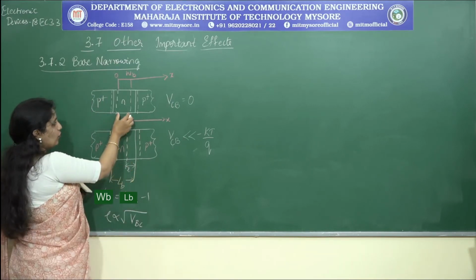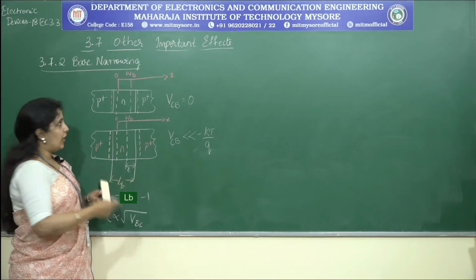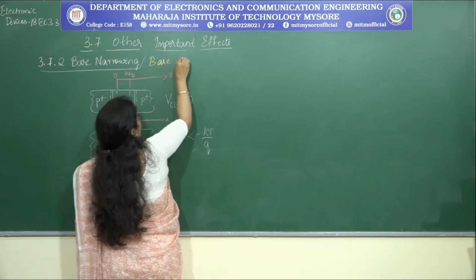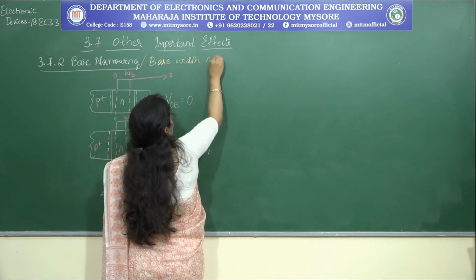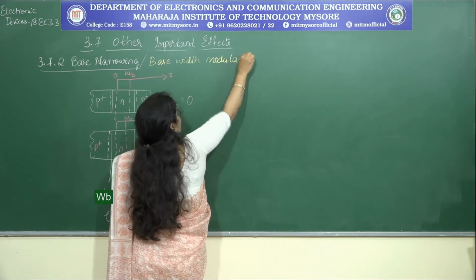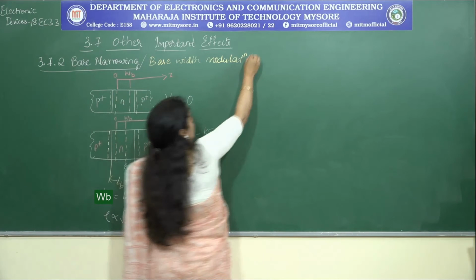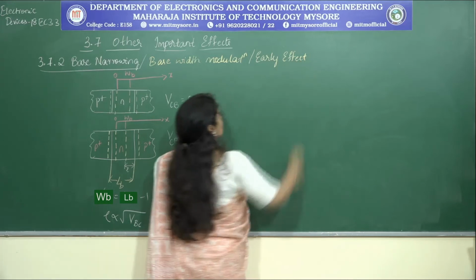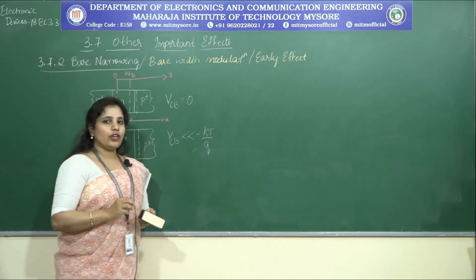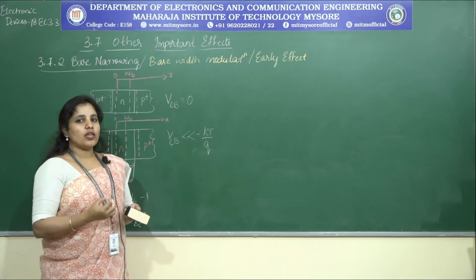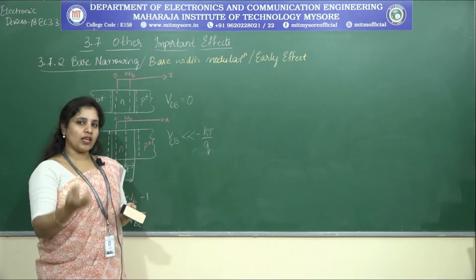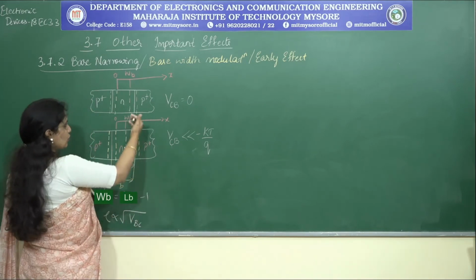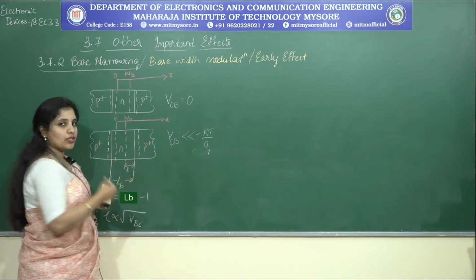Now what is happening to the width of the base? It is getting changed. Therefore I can also name this factor base width modulation. And there is another name for the same as well, and that other name is referred to as early effect. So if in case they ask you to explain what does early effect mean in case of BJTs, then this is what you are supposed to explain. Now we understood how this extension of the reverse bias junction is taking place.